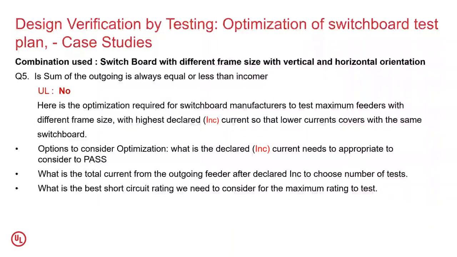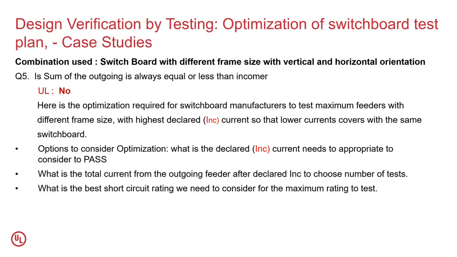Next, switchboard with different frame size with vertical and horizontal orientation. Is the sum of the outgoing always equal to or less than the incomer? The same case I already mentioned: the incomer rating is 4000, the outgoing sum is 4400 amps. So it's not mandatory that the incomer rating and the sum of the outgoing feeders should be the same. Okay, depending upon the INC rating, optimization is possible.